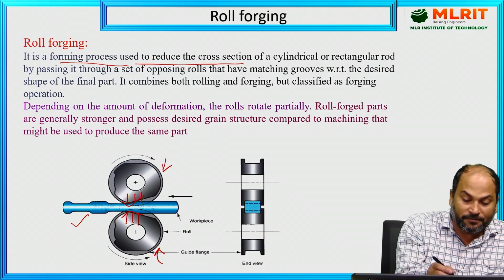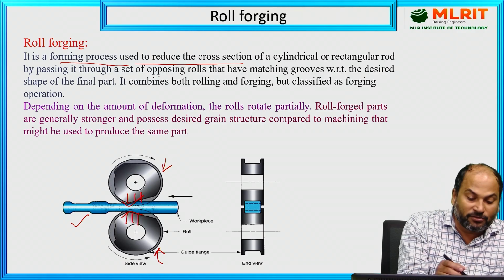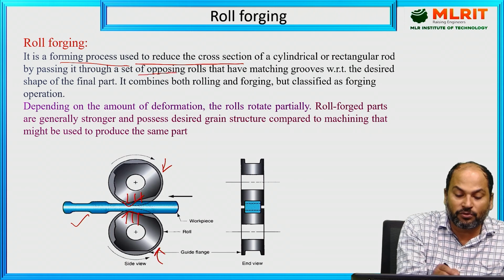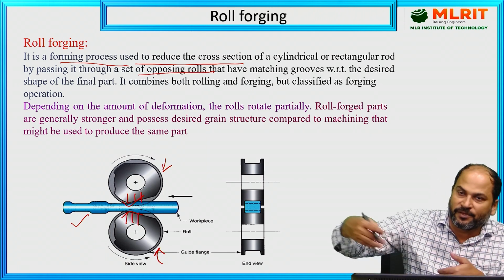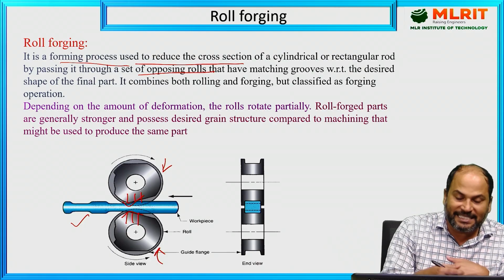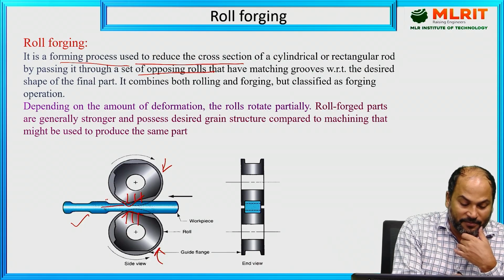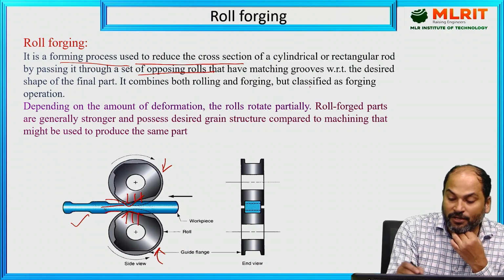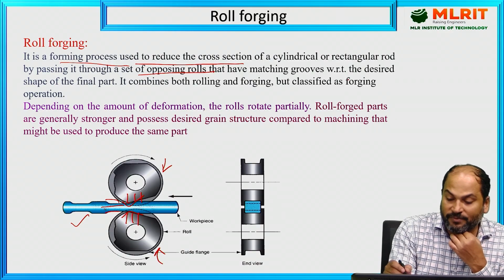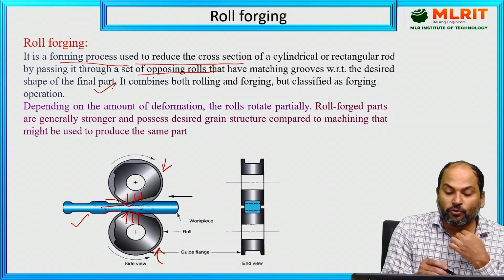So in this one, a cylindrical or rectangular rod is passing through a set of opposing rollers, which of course are rotating in opposite directions, so that the tendency will be to pull the specimen inside. Because of friction, it will take this part inside and reduce its cross sectional area. Okay, matching grooves are there, matching with respect to the desired shape of the final part. Okay, it combines both rolling and forging.